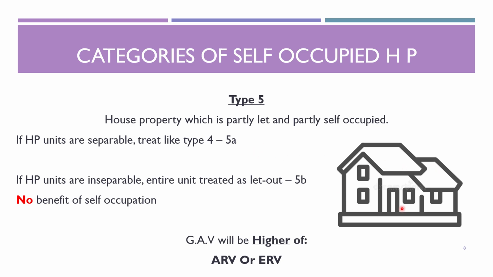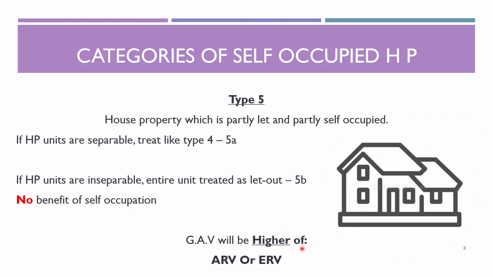If they are inseparable, that means this doesn't have a separate number. First floor doesn't have a separate number. Ground floor doesn't have a separate number. The entire house property has only one number. But first floor is occupied by the owner, ground floor is occupied by a tenant. If that is the case, the entire unit will be considered as let out. There will not be any self-occupancy benefit. So if it is separable, you can claim self-occupancy benefit for one unit. The other one will be considered as let out. If the units are not separable, then the entire unit will be considered as let out property.